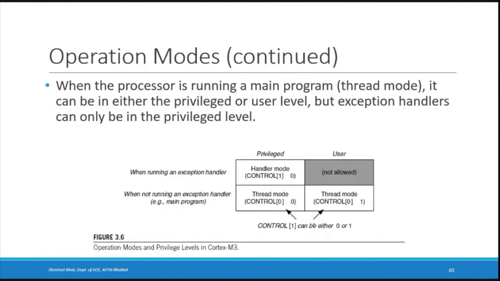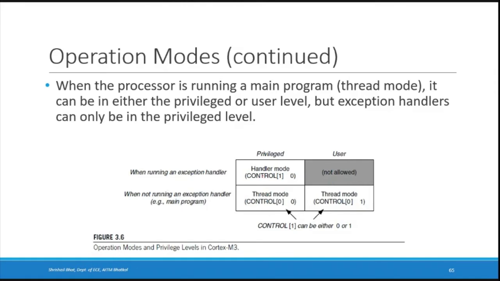Whenever the processor is running a main program, it will be in thread mode. So it can be in either privileged level or user level. That's what we can see here. When it is not running an exception handler, that is, when it is in the main program, it is in the thread mode. It can be either in privileged access level or user access level, but the exception handlers can only be in privileged level. That means in handler mode, it can only have privileged level. Handler mode user level access is not allowed. There is no such thing as handler mode and user level. There is only handler mode, privileged level.